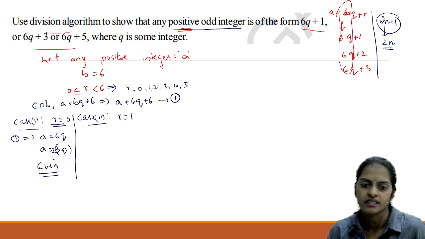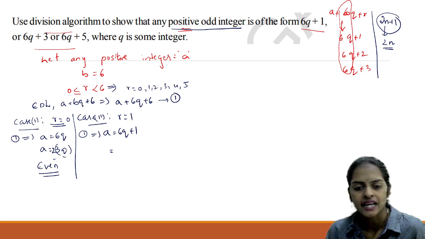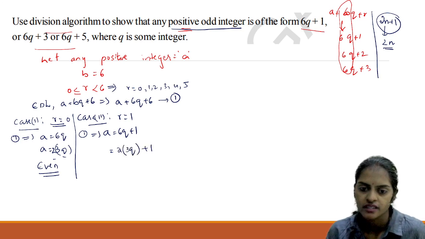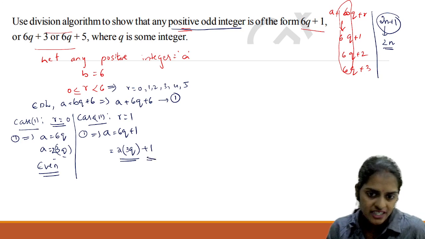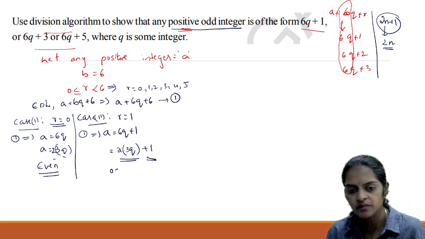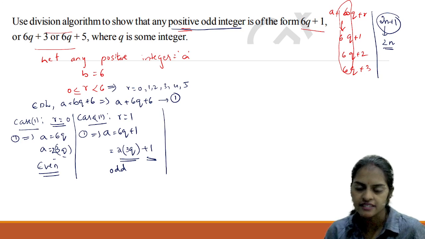r equal to 1. So the first equation will become a equal to 6q plus 1. So this is nothing but I can write this as 2 into 3q, 6 I can write as 2 3s, plus 1. So 2 into 3q is even, just now we have discussed. Plus 1: when I have an even number and I add 1, it becomes which number? Odd number.